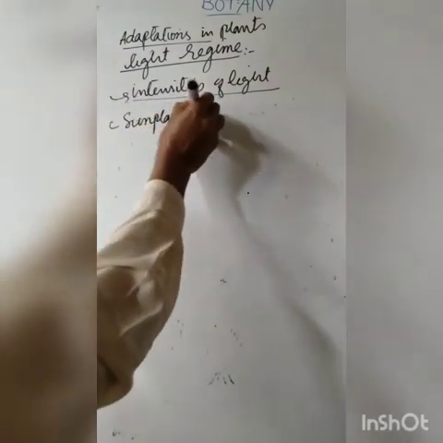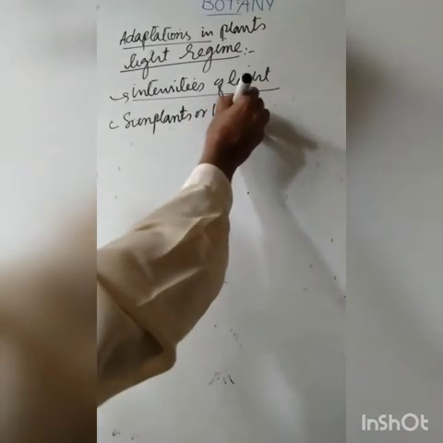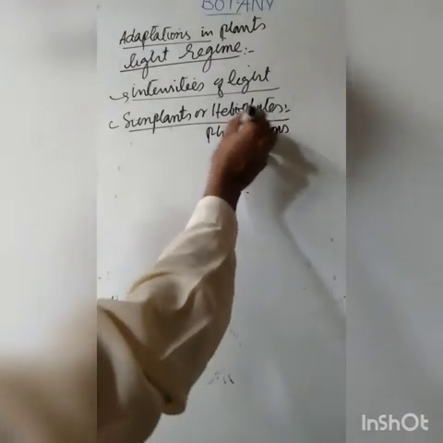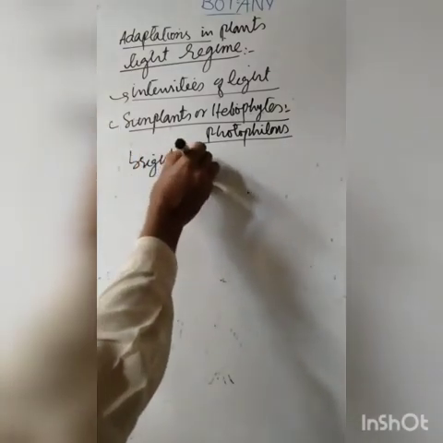Plants show adaptations to intensities of light, and they have been divided into two types. One is called sun plants or heliophytes, and these are also called photophilous. These plants are adapted to bright light.